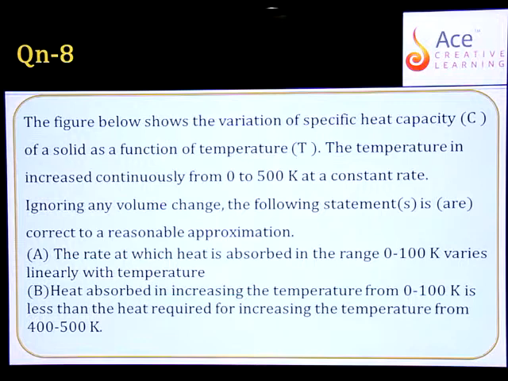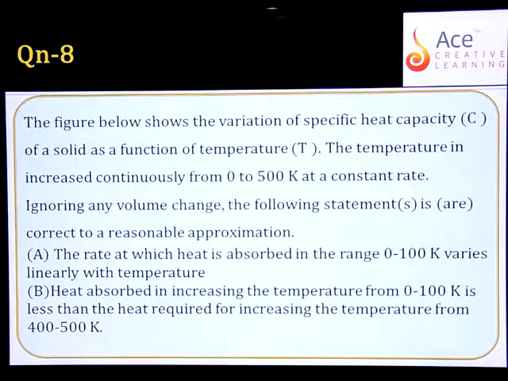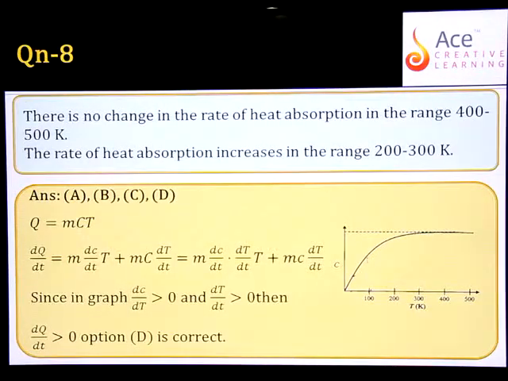Question number 8 is from heat and thermodynamics. The correct options are A, B, C and D. We know Q is equal to m C t. Differentiate Q with respect to time and we get the corresponding expression as shown. In the graph, we always have dC by dt greater than 0 and dT by dt greater than 0. So dQ by dt, the rate of heat absorption, is always greater than 0.